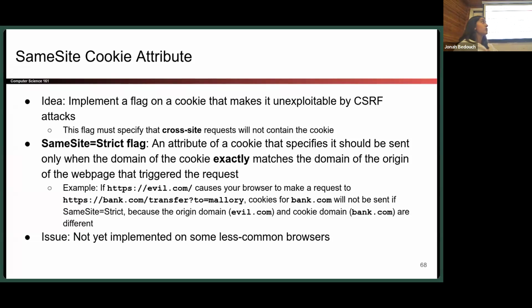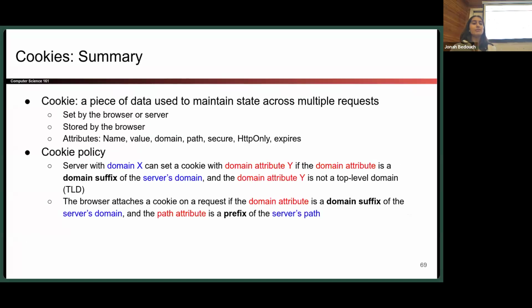This is enabled on most modern browsers. Some older browsers or less common browsers don't enable this, but this is the same site attribute. So in summary of what we talked about today, I talked about a lot. Happy to do questions after. Cookies are basically pieces of data that make HTTP requests stateful. They allow you to associate different requests with each other, and they have a lot of different attributes themselves. We also have a cookie policy that tells you what the server is allowed to set and what the browser is allowed to send. And they can also tell us which cookies to automatically attach to a request.